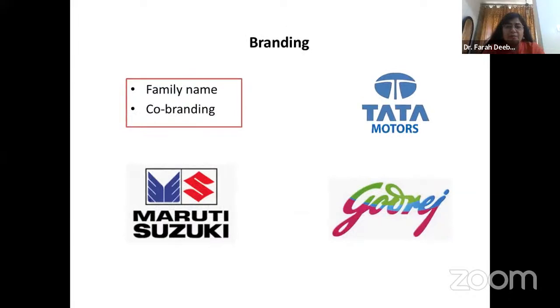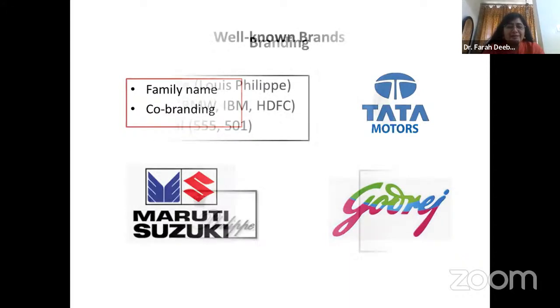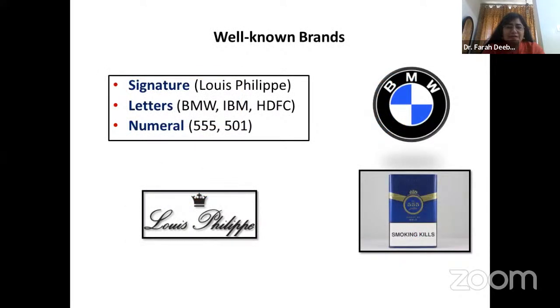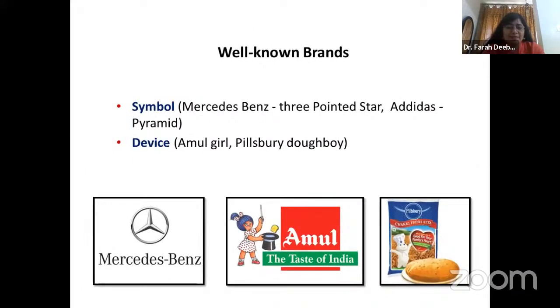You can have a family name like Tata Motors, Godrej, or you have co-branding like Maruti with Suzuki. So it becomes Maruti Suzuki. So these are all branding. A signature in Louis Philippe, or a letter BMW, or a numeral 555, and so on. These are well-known brands and examples. A symbol, the tri-star symbol of Mercedes is iconic, and it may be a device. For example, the Amul Girl or the Pillsbury Doughboy. So these are wonderful examples that we encounter every day.